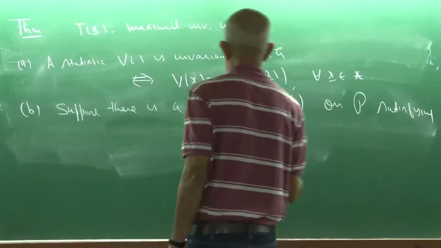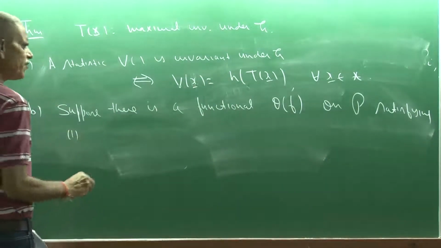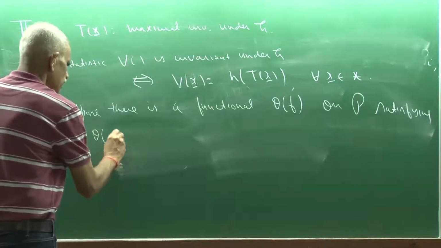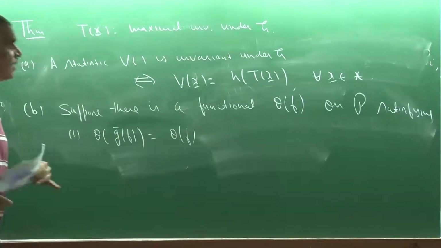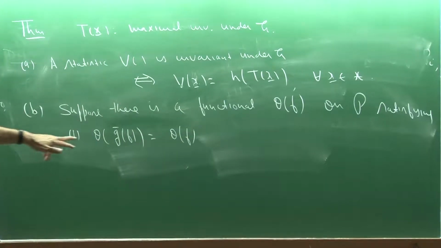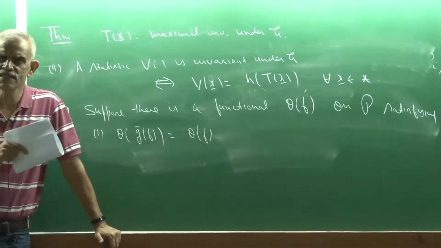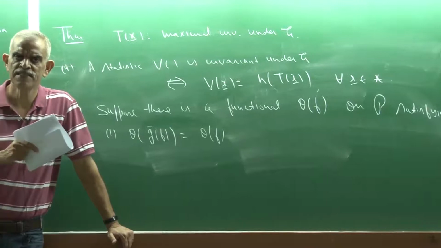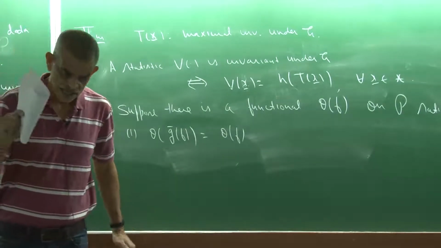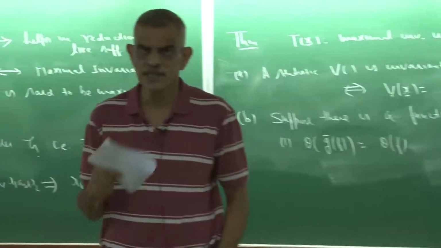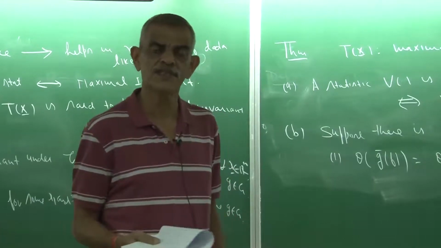What does it satisfy? As I say, it is a maximal invariant, so it should be invariant first of all. That means theta of g bar f is the same as theta of f. What is this g bar? I have not written it down explicitly, but because p is invariant under g, there will be an induced group of transformations on p. So this g bar is the induced group of transformations on p.